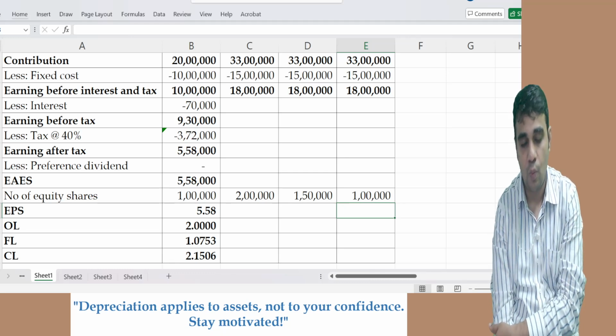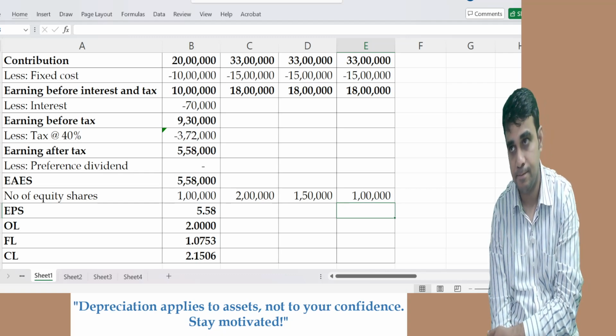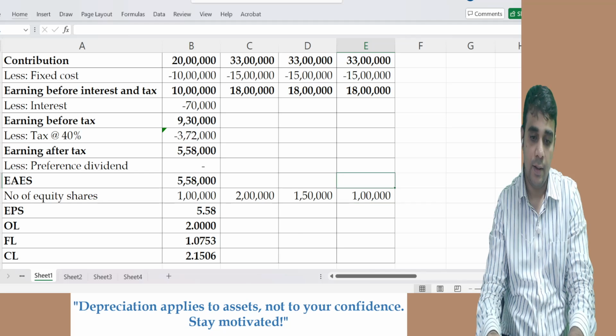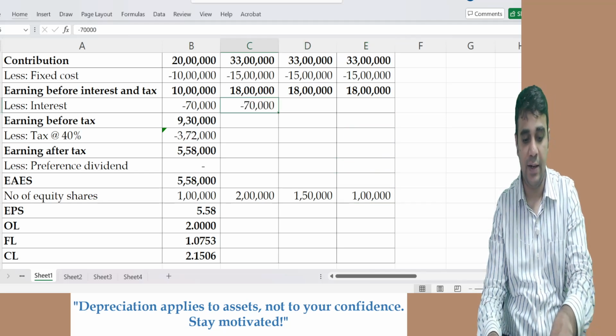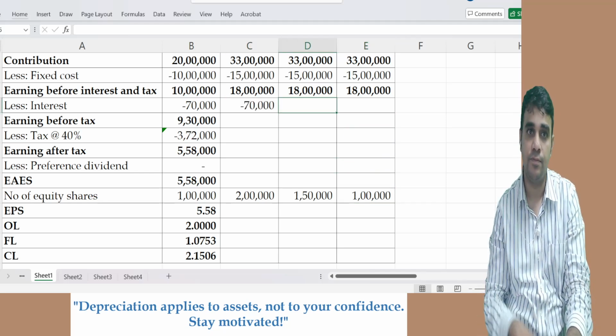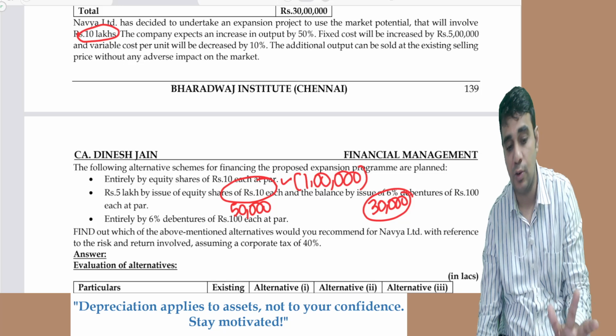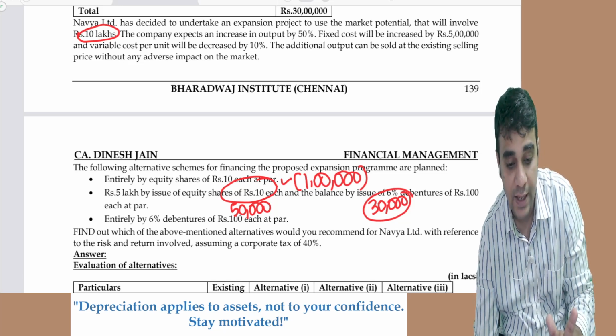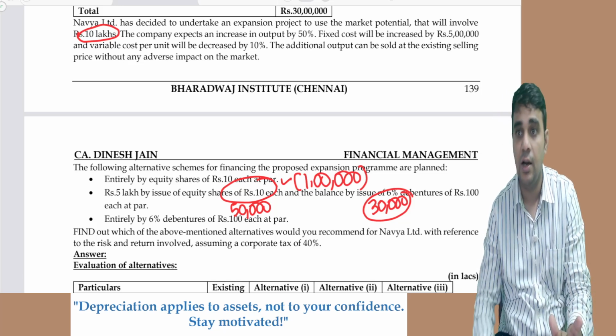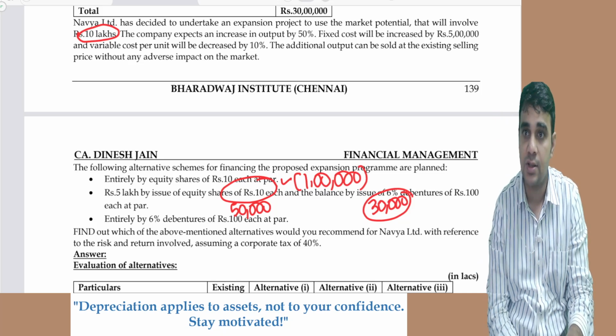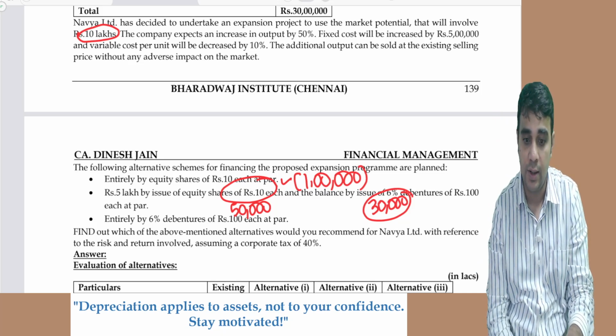2 lakh, 150 and 1 lakh. Interest continues at 70 in the first option. In the second option, you have to pay extra 30,000 interest. And third option, you have to pay extra 60,000 interest.